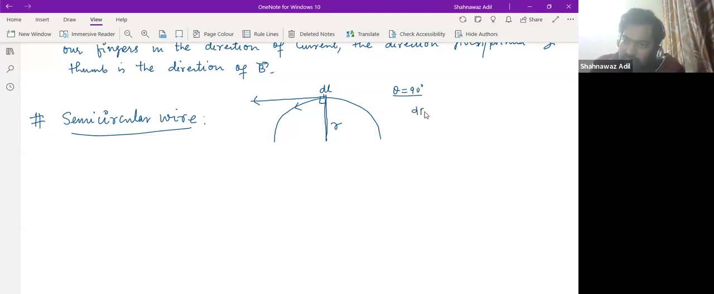So dB is simply mu naught by 4 pi I dl by r square. And if we integrate this, mu naught by 4 pi I dl by r square, we will get what? Mu naught I by 4 pi r square times the integral of dl. And if you integrate dl, what will you get?